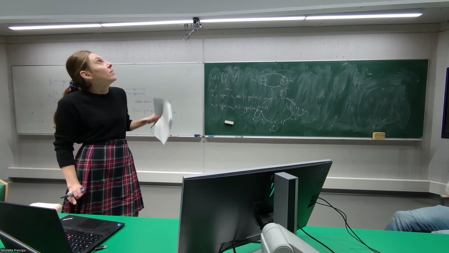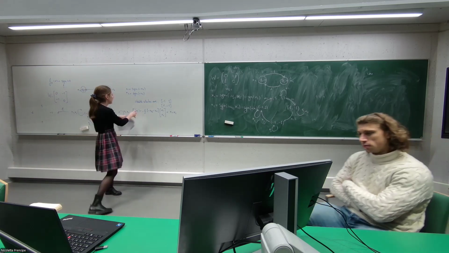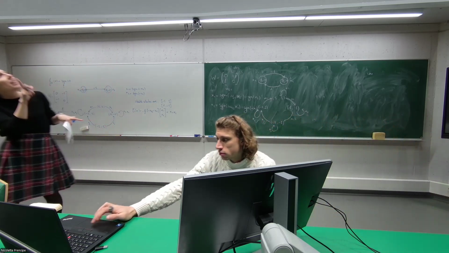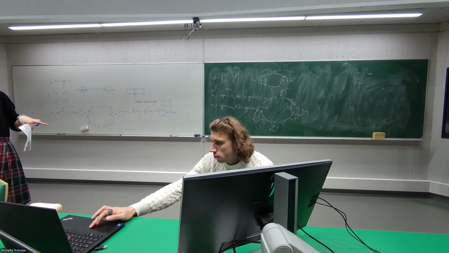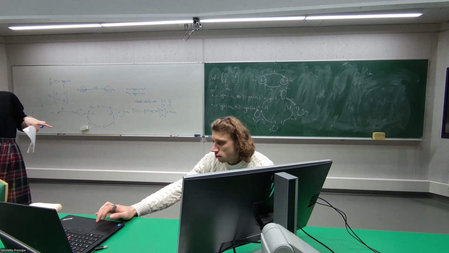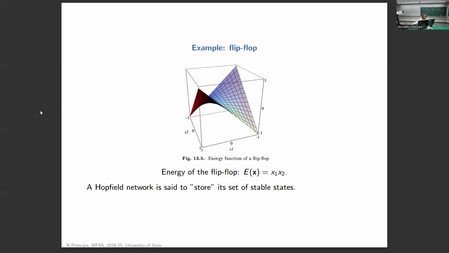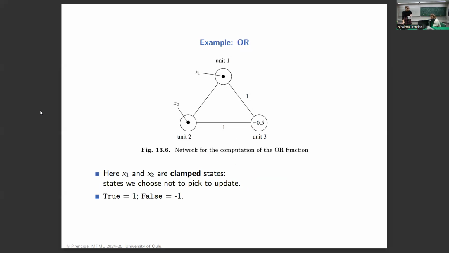Boom. This is the plot, but in R3. So you have x1, x2 in the plane, and on the vertical axis you have the energy. And you can see that this is for taking values in R, but clearly our function has a domain of just 4 points. So you just have to count the points. And you see that the 2 points that are stable states are the minimum, and those 2 spikes go down. That's pretty cool. So to store its stable states is something that he says.